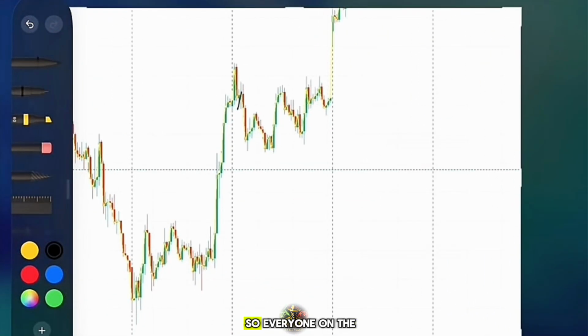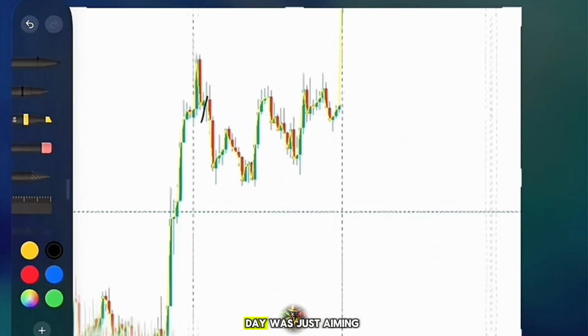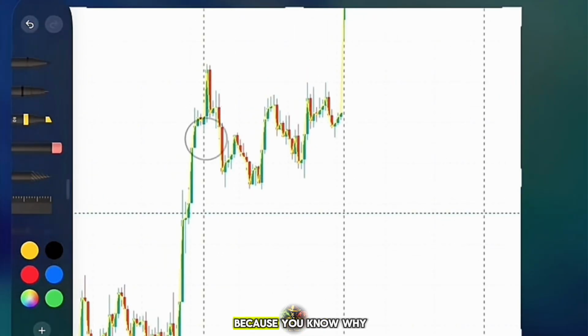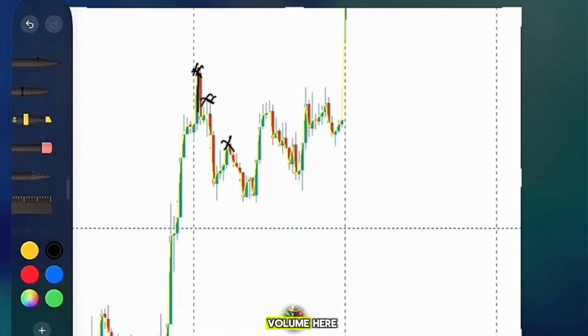A bullish move. Everyone on the day was just aiming for a sell because you know why? Sell volume, sell volume, sell volume, sell volume. It's a good sell volume here. But what happened after that? Boom. See? First bid, buy volume. Second bid, buy volume. Third bid, buy volume. Price is interested to go up.